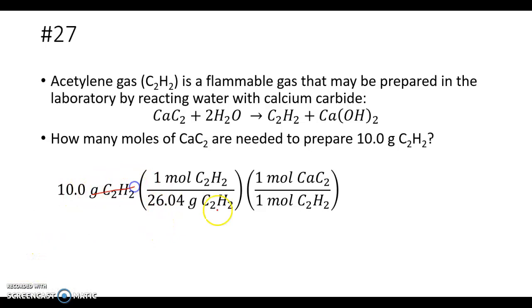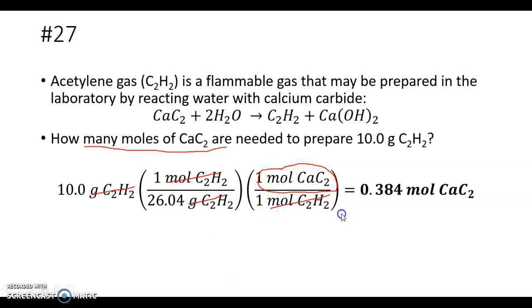So my grams cancel, which is good. My moles of acetylene cancel, which is also good. And I'm left with moles of calcium carbide, which is what I'm looking for. And so in your calculators, what you're going to do is the 10.0 grams divided by 26.04, and then in this case times 1 because this is on the top, divided by 1. But again, you don't really need to do that step in your calculator because it's a 1-to-1 ratio. Or if it was 2 to 2, same thing. But if they're different numbers, if you have, like, let's say this was a 2 and this was a 1, then you would have to do that math.